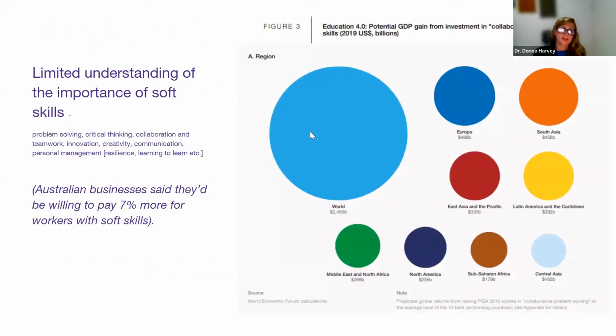The second point I spoke of before was this limited understanding of the importance of soft skills. So examples of what we're talking about here: problem solving, critical thinking, collaboration, teamwork, innovation, creativity, communication, and certainly personal management, such as resilience, and again, learning to learn, lifelong learning.